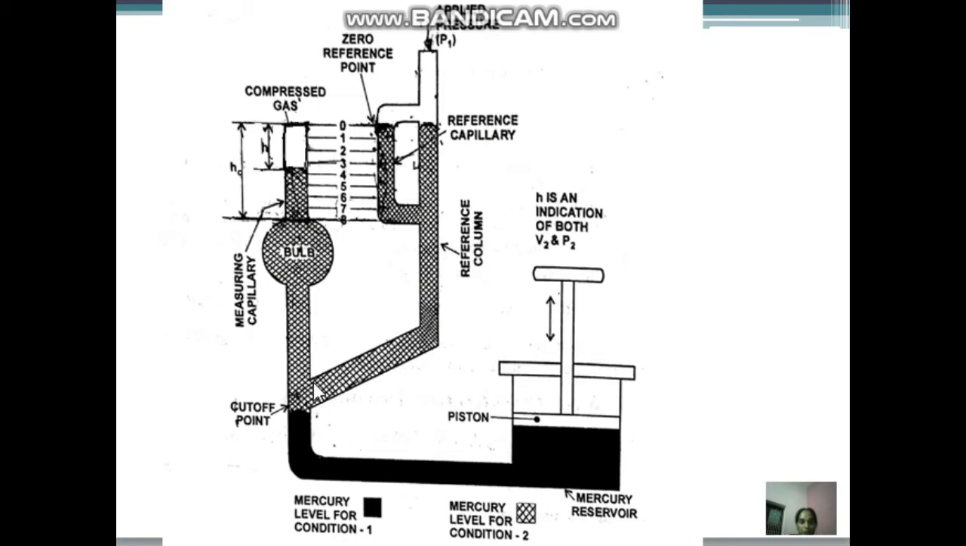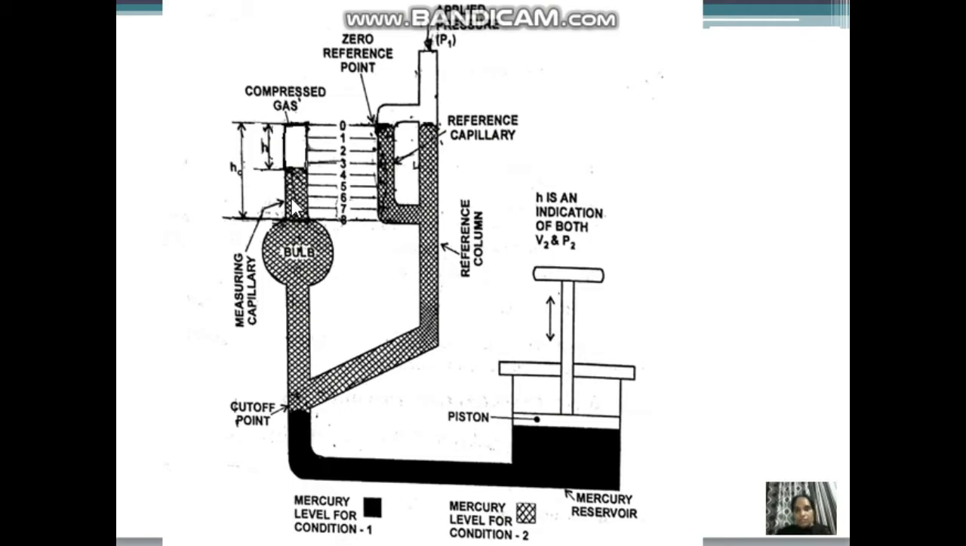Now in condition 2, the mercury level is further raised by operating the piston so that the trapped gas in the bulb and the measuring tube is compressed. This is done until the mercury level reaches the zero reference point marked on the reference capillary. In this condition, the volume of gas in the measuring capillary tube is read directly by a scale beside it. The difference in the height h of the measuring capillary and the reference capillary becomes a measure of the volume V2 and pressure P2 of the trapped gas.